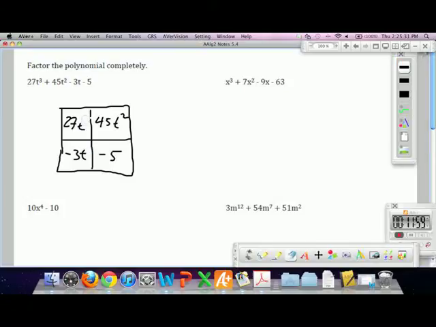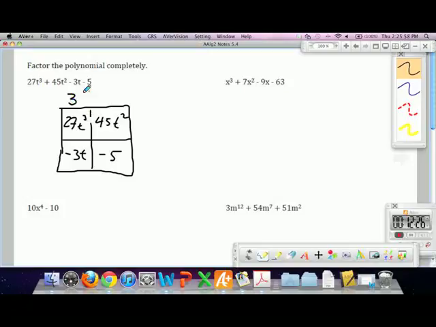I told you before that when we use the box, what we're really doing is finding what's in common in each row and column. Well, let's follow that rule. What's in common in, say, this first column? If they're different signs, we'll go with the positive number. So we have a 3 and 1t. What's in common in this column? 5.